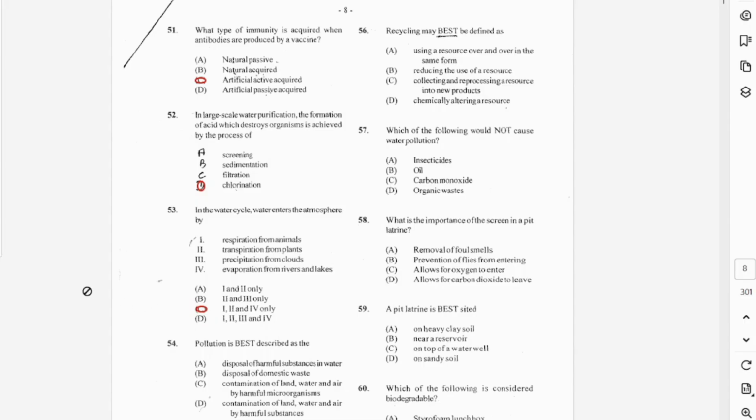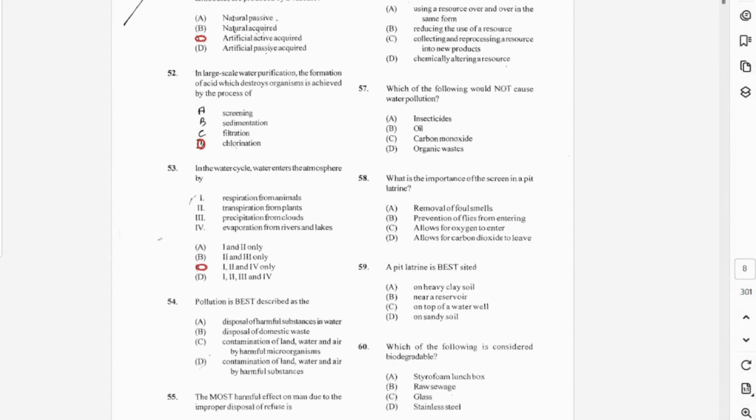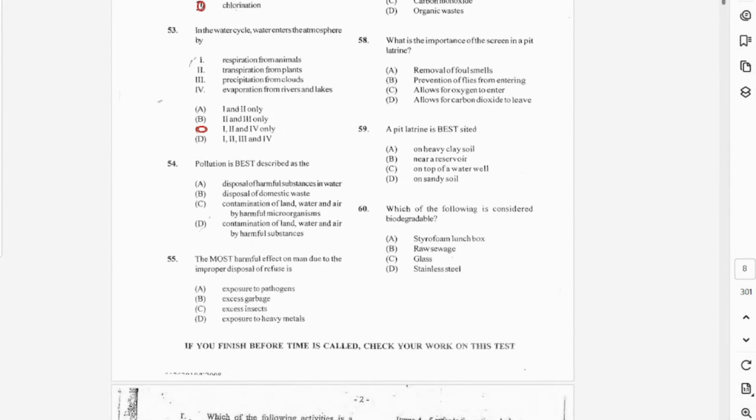So now we have number 54. Scroll down a bit. So pollution is best described as D, contamination of land, water, and air by harmful substances. 55. The most harmful effect on man due to the improper disposal of refuse is A, exposure to pathogens. We're almost to the end.